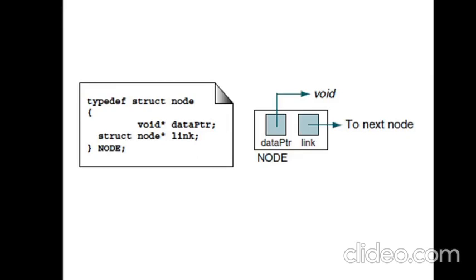So this is how it will be done. We can see that we are declaring the data field as type void pointer.